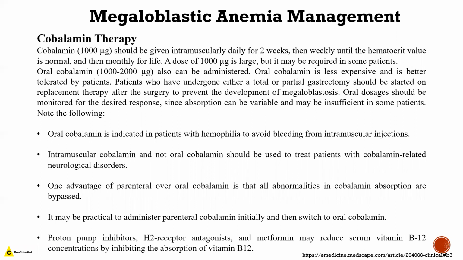Cobalamin should be given intramuscularly daily for 2 weeks, then weekly until the hematocrit value is normal, and then monthly for life. A dose of 1,000 micrograms is large, but it may be required in some patients. Oral cobalamin also can be administered. It's less expensive and better tolerated by patients. Patients who have undergone either total or partial gastrectomy should be started on replacement therapy after the surgery to prevent the development of megaloblastosis.